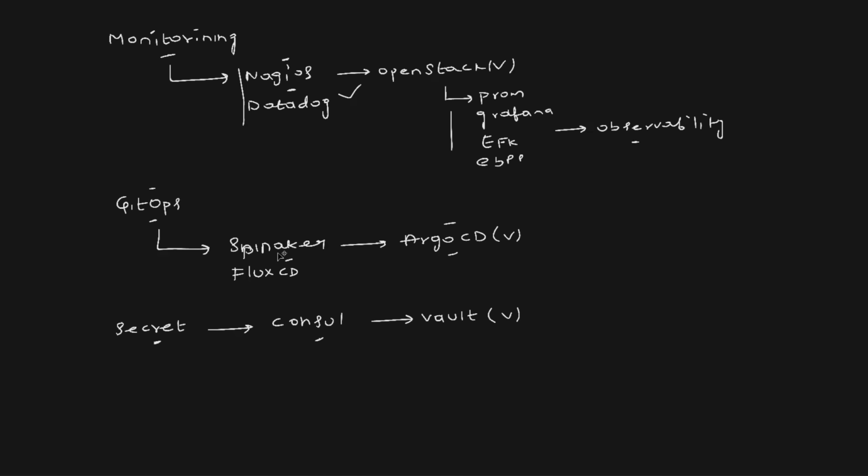GitOps. People focus on Spinnaker, FluxCD. They were very good in the past. In fact, there was a time when FluxCD and Spinnaker were most popular when compared to Argo CD. But today, Argo CD has taken over the space of GitOps. Finally, secrets management. Do not focus on tools like Consul. Instead, go with HashiCorp Vault. It is very widely used even in the Kubernetes ecosystem.